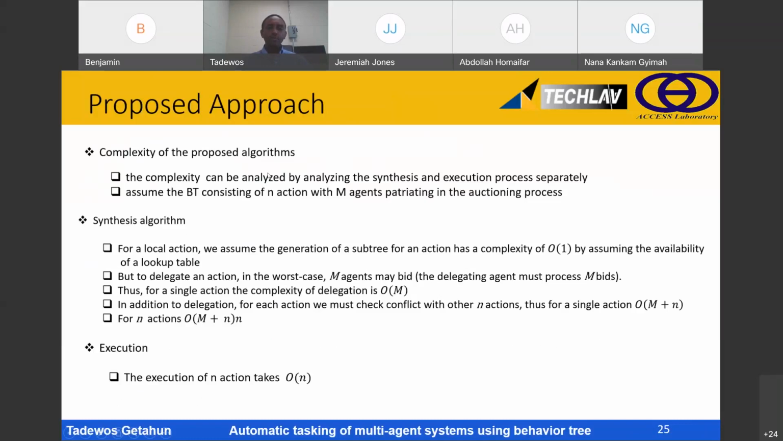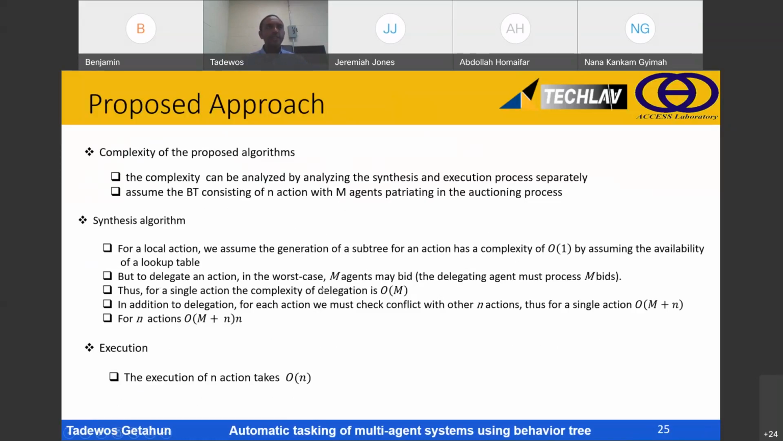So we perform the complexity analysis of our proposed algorithm. The complexity can be divided into two by analyzing the synthesis and execution parts separately. Here, for the synthesis algorithm, assuming that we have a lookup table for each subtree, the complexity will be order of 1.